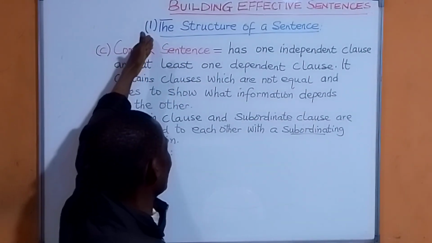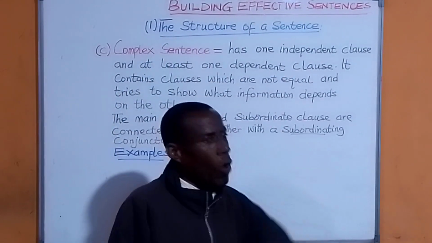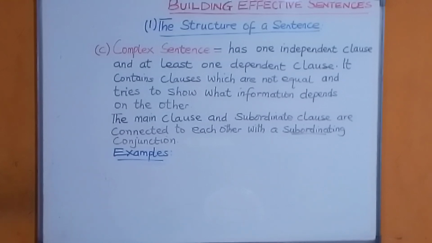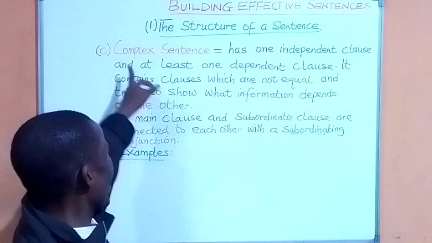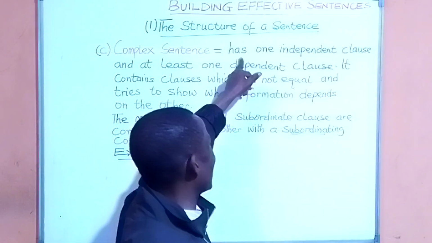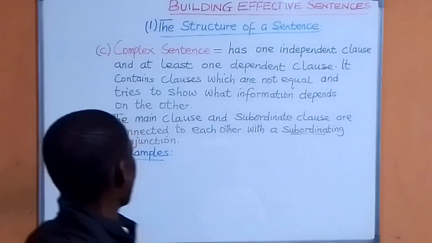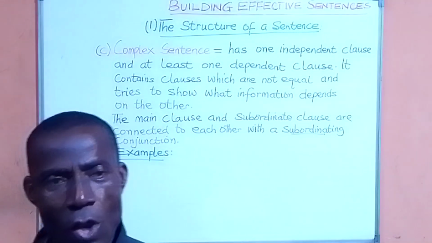Remember, in this series, we are looking at building effective sentences, the structure of a sentence. Now we look at how to build an effective complex sentence. What is a complex sentence? A complex sentence is a sentence that has one independent clause and at least one dependent clause.